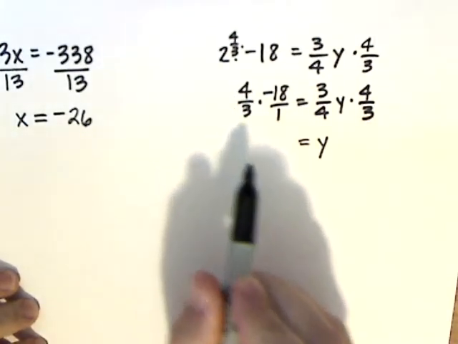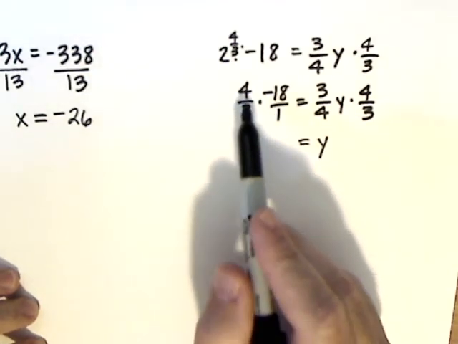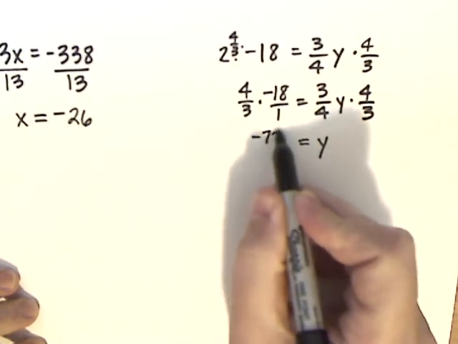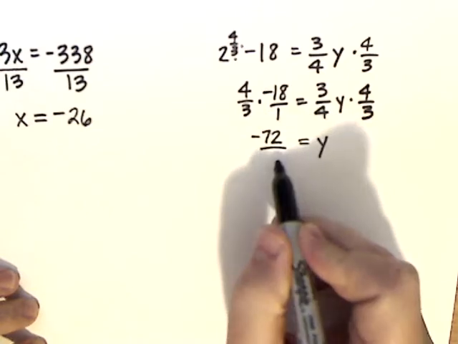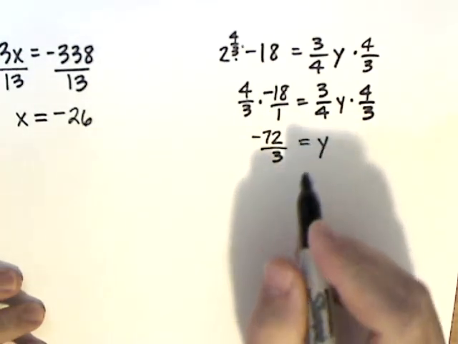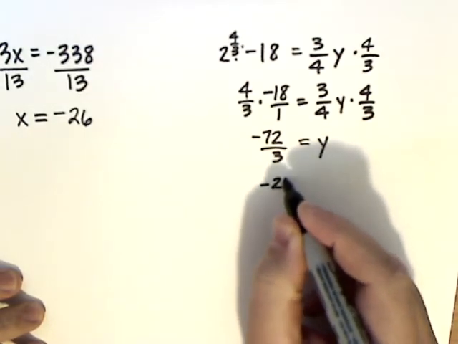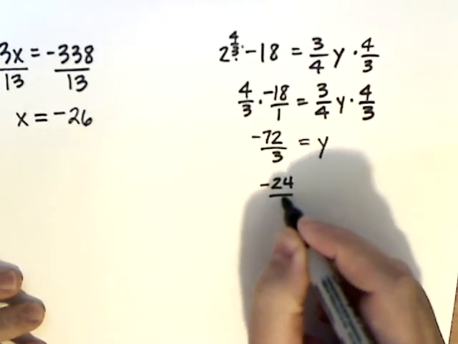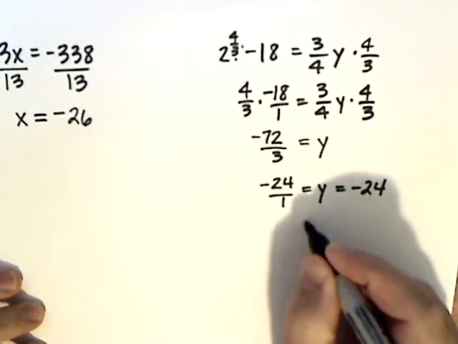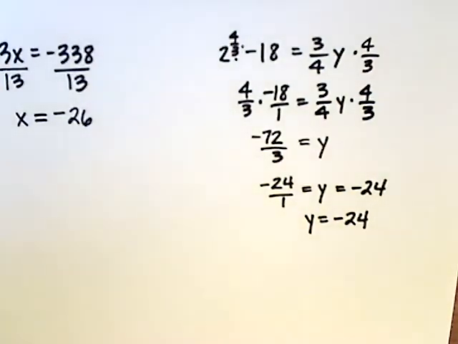Now over here, I can reduce this first, or I can multiply and then reduce it. I'll go ahead and multiply it first. 4 times negative 18 is negative 72. 3 times 1 is 3. Now I can reduce negative 72 over 3 by dividing them both by 3. That's going to give me negative 24 over 1, which is just negative 24. So y equals negative 24 ends up being my answer for number 2.